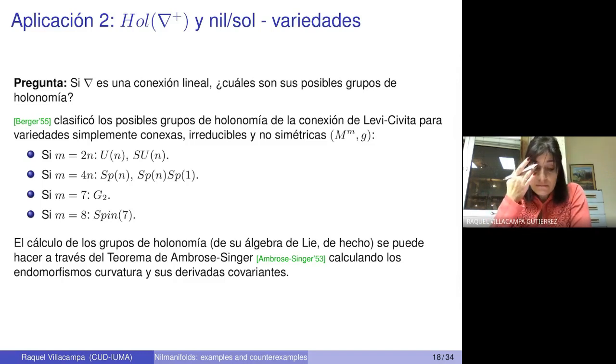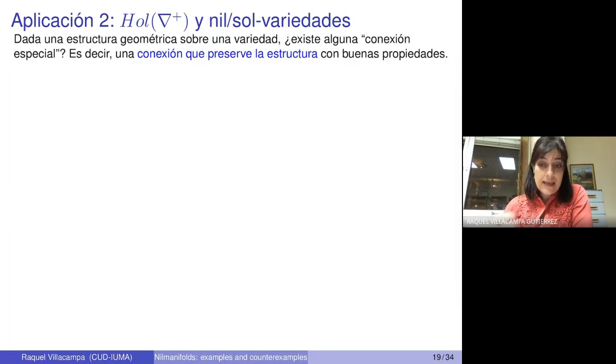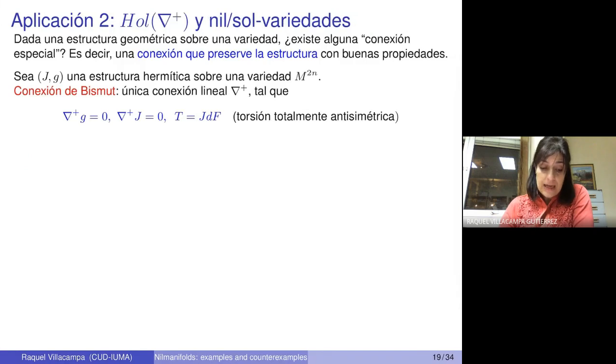Now another question is the following. I have a complex manifold with a Hermitian structure. Does there exist any linear connection that preserves this particular structure and has good properties? The answer is yes. This connection is the Bismut connection, for which the Riemannian metric and the complex structure are parallel, and the torsion is totally skew-symmetric. That means that it can be identified with a 3-form. So we want to ask about the holonomy groups of this particular connection.